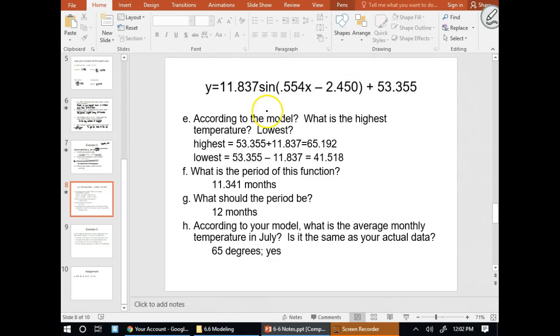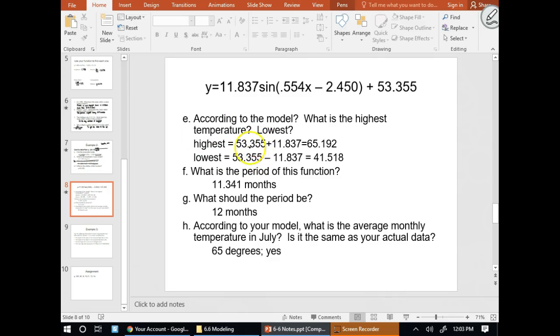So here's the same equation. Now, this question is one I'm pretty sure you're going to see tomorrow. According to the model, what is the highest temperature or the lowest temperature? I will give you an equation that represents some situation. It might be month and temperature. It might be the height of the tide. It might be some sort of situation that repeats itself. I wish the answers weren't here so you could think about this a little better. But 53.355 is my average. So if I want to know the highest point, I just have to take the amplitude and add it to the average.